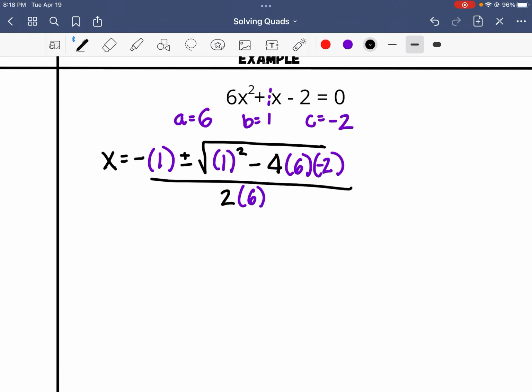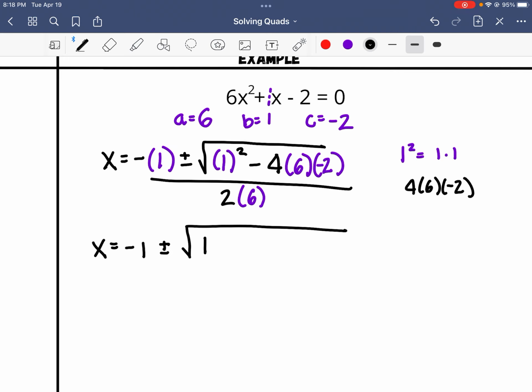So now I'm going to clean this up. X equals negative times a positive 1 is negative 1, plus or minus the square root. 1 squared is equal to 1 times 1, which is just 1, minus 4, oops, just kidding. I got ahead of myself. So right here I have 4 times 6 times negative 2. So 4 times 6 is, oh, and it's a negative 4, okay? Ooh, you see, sometimes even I make little mistakes when I go too fast.